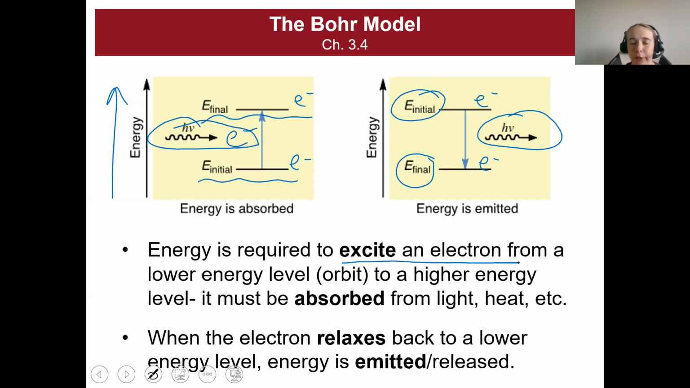So to get the energy required to excite the electron, it must be absorbed from the surroundings, typically absorbed as light or heat, different forms of energy. When the electron relaxes back to a lower energy level, it doesn't need that energy anymore, so the energy is emitted or released, usually as a photon, as light.